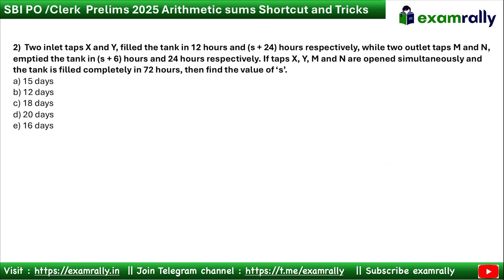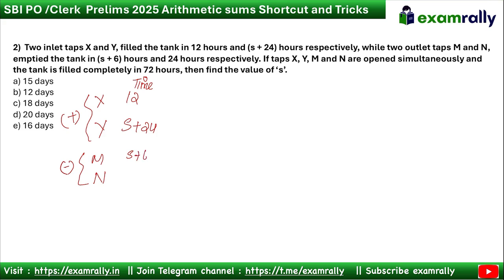Next one. Two inlet taps X and Y fill the tank in 12 hours and S plus 24 hours respectively. See, there are two inlet pipes X and Y, so both are filling pipes, taking 12 hours and S plus 24 hours respectively. That is the time taken. While two outlet pipes M and N empty it in S plus 6 hours and 24 hours respectively. These are the emptying pipes.